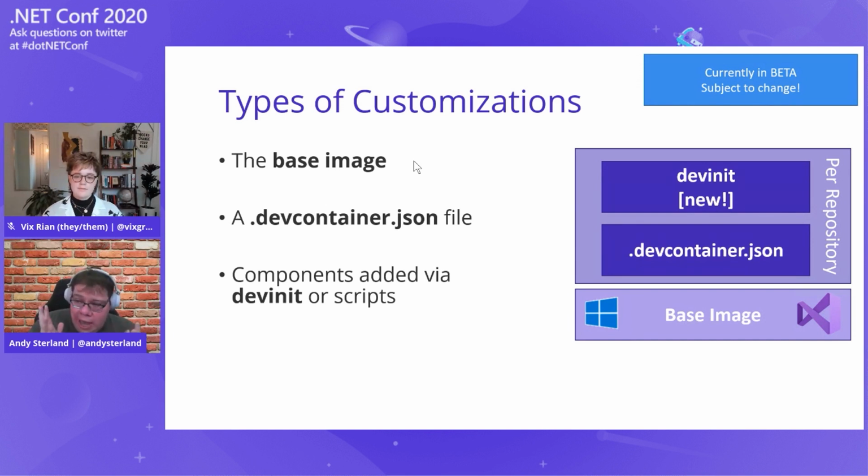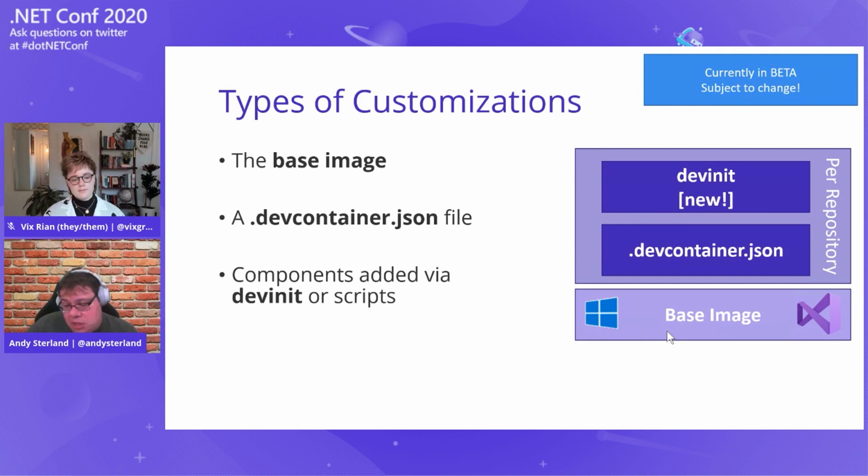So if you think about how the customizations are structured inside a code space, it's like a layer cake. At the bottom, what you have is the base image. This is the very base thing that is shared amongst everybody. So it has nothing to do with your repository. Every single customer of a Visual Studio code space will get this.